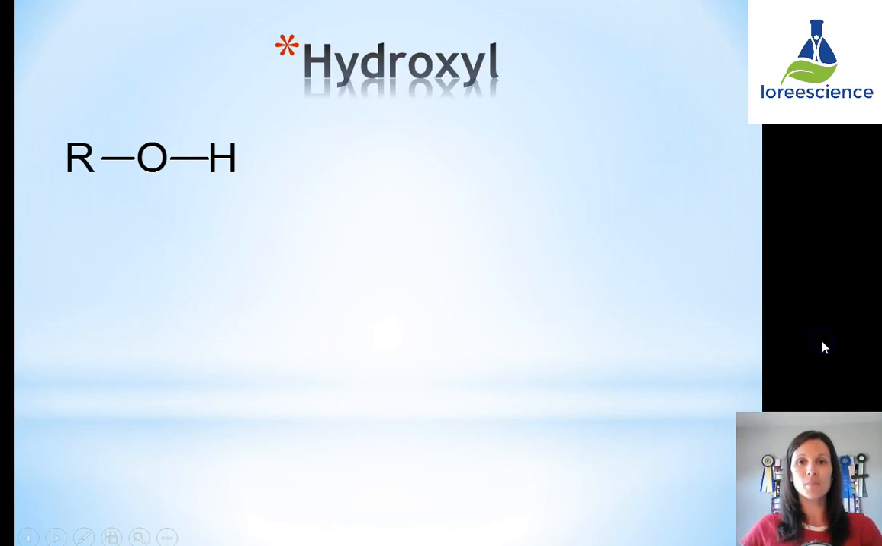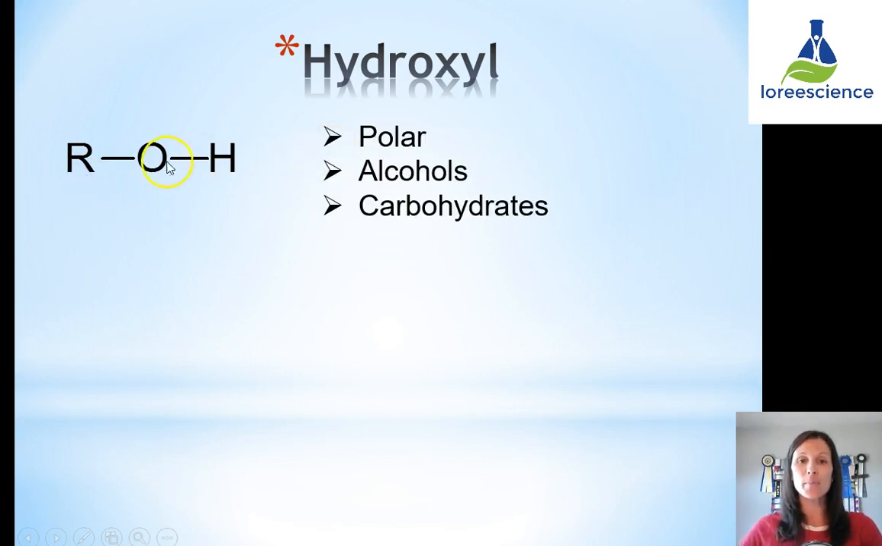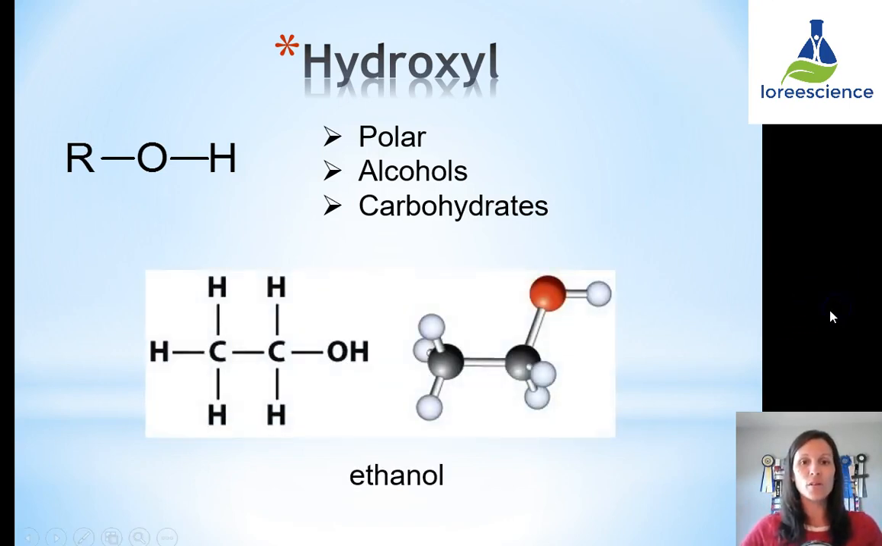Hydroxyl is this OH attached to, again, an R, which is a carbon. This OH would make a molecule polar, and is often found in our alcohols and in our carbohydrates. That's why we ferment carbohydrates to make things like whiskey and rye and beer, or our alcohols.